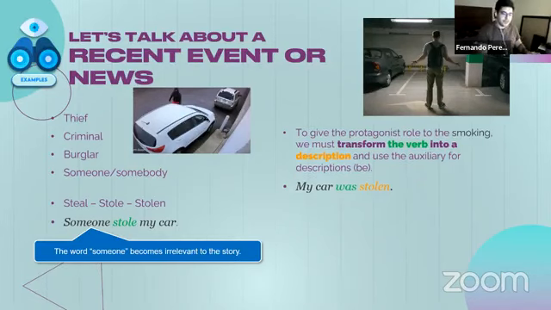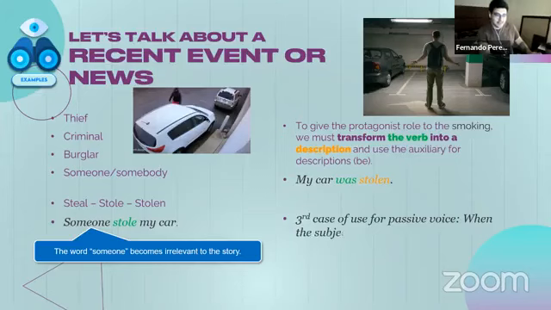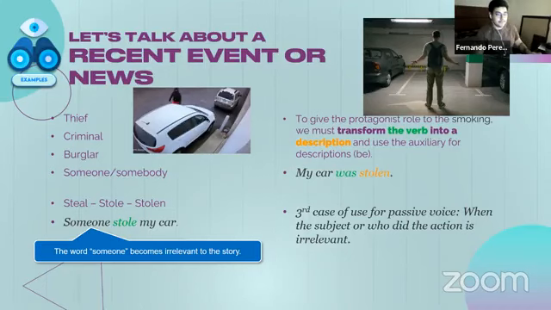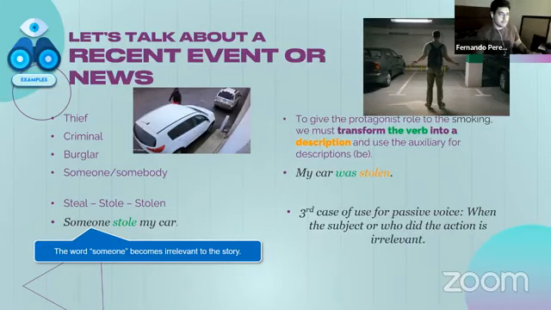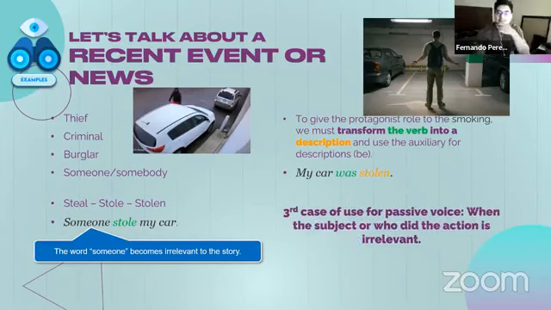So this is when we are going to use our third case of use for passive voice. When the subject, or who did the action, is not only obvious, it's irrelevant. That's the third case of use of passive voice.